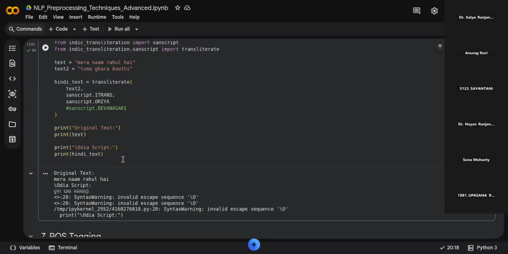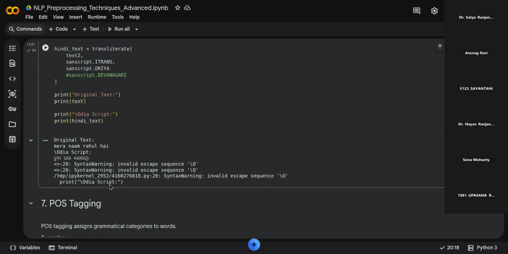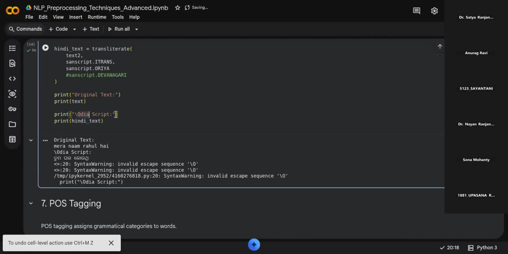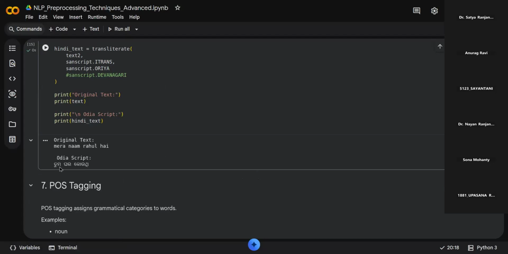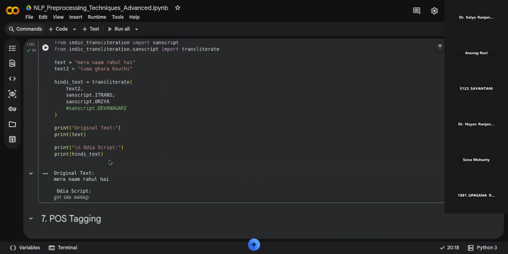So the Odia script is Tuma Ghara Kouthi. A little bit is wrong here, but here it is Kouthi, Thi, so that's why it is giving Thi.